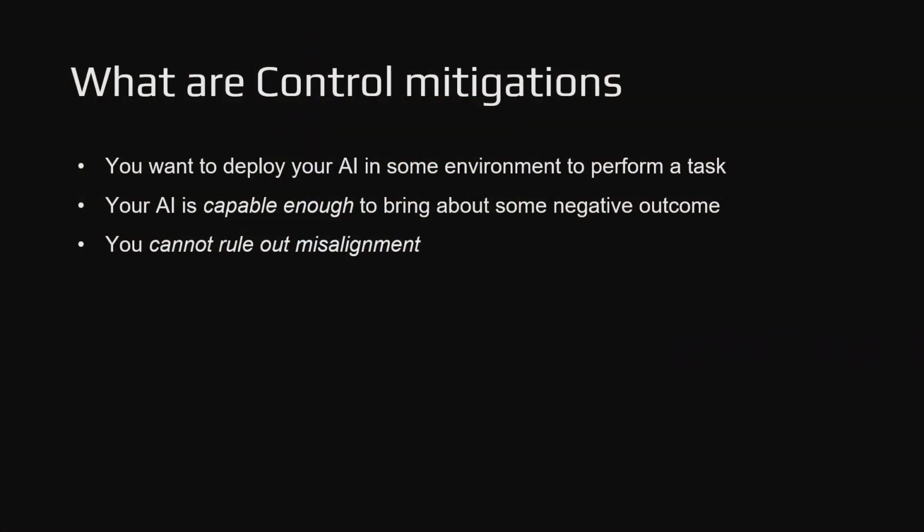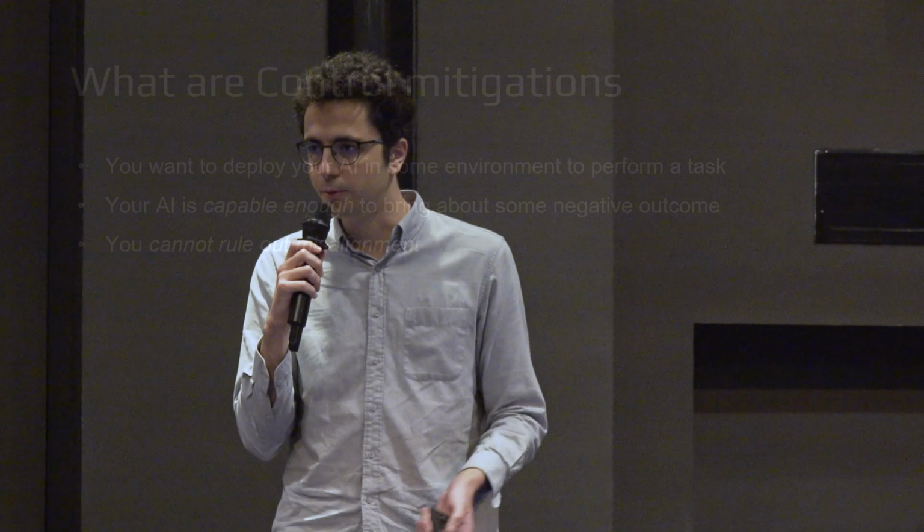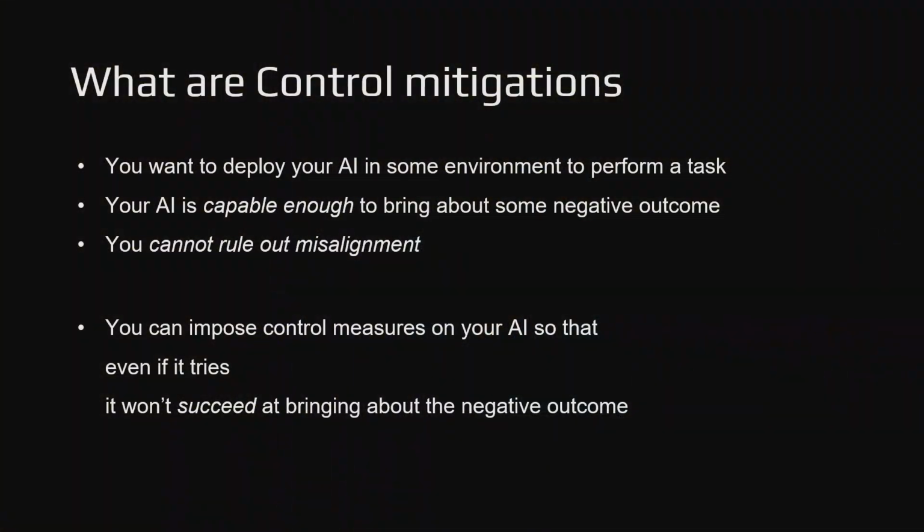And then say also you cannot rule out that the AI will actually competently and purposefully try to bring about this negative outcome. That is, you cannot rule out misalignment from your model. Then something you can still do is impose control measures on your AI so that even if it tries, even if it's misaligned in this way, it won't succeed at bringing about the negative outcome.